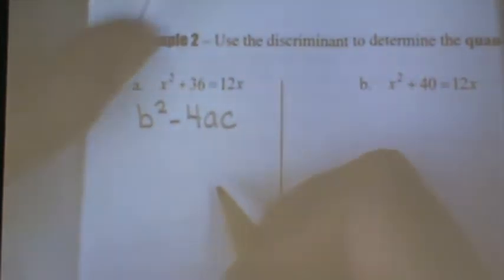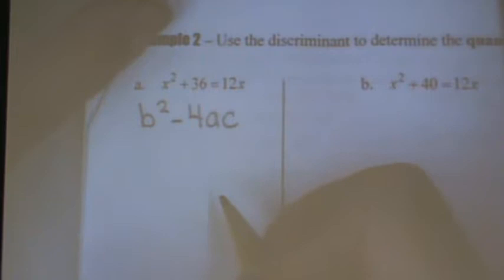I want you to find the discriminant and tell me, based on that number, if there's going to be 2 solutions or 1 or none. Ready? So A, how do you do the discriminant? Tell me what it is. It's the b value squared minus 4ac. What is b? Is it 12? It's negative 12.